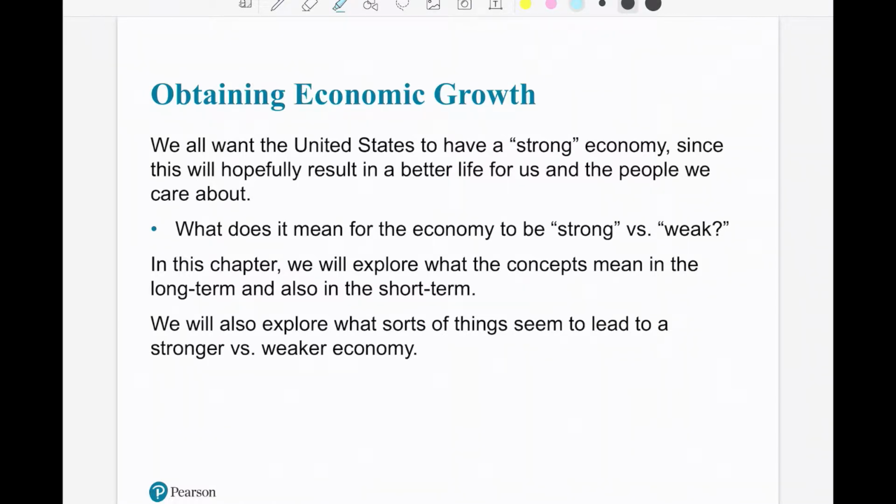Now, a successful economy is capable of increasing production of goods and services faster than the growth in its population. Now, we all want the United States to have a strong economy. And the reason why is because hopefully that will result in a better life for us as citizens. Now, in this chapter, we're going to discuss what it means for the economy to be strong or weak. And then also, what are some of the factors that contribute to a strong or weak economy?